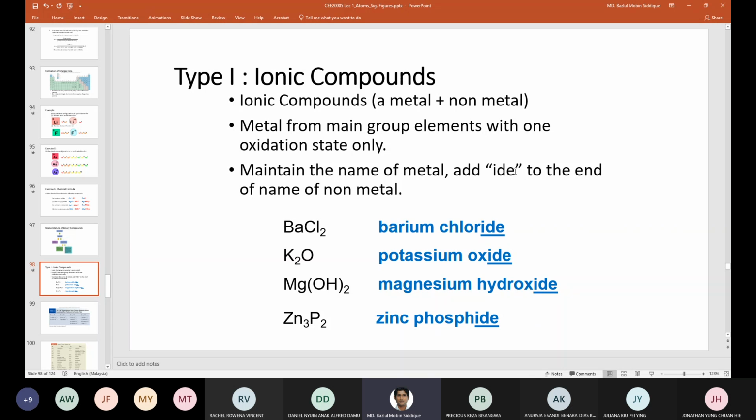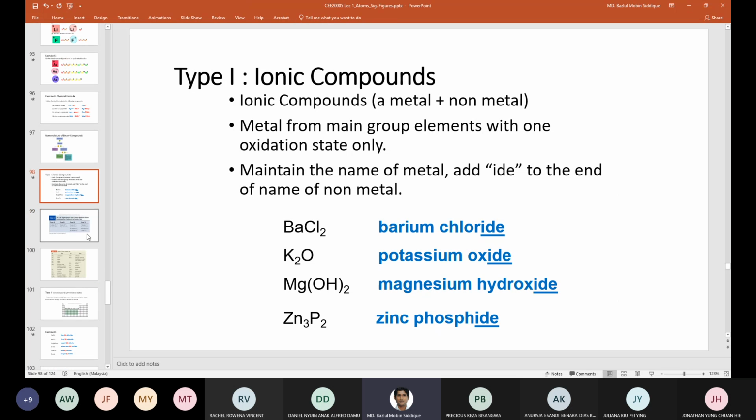So this is what I was talking about, that for ionic compounds, when there is a metal and a non-metal, IDE will be added. The name of the metal will always be the same. It will not be changed. And then magnesium hydroxide. Magnesium has only one oxidation state. Then zinc phosphide, although zinc is not very suitable to put here, but just to show.